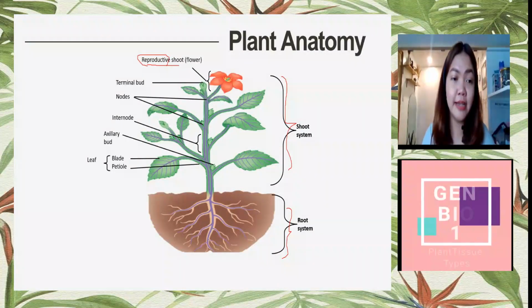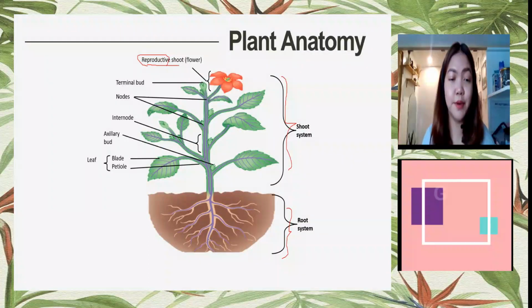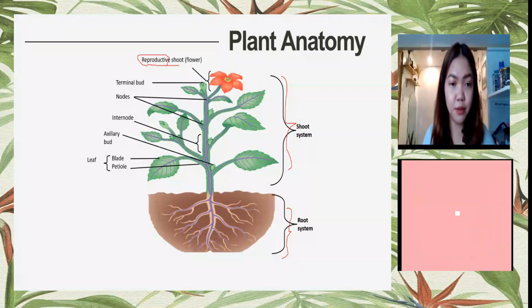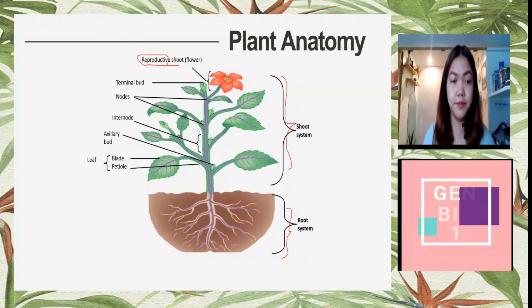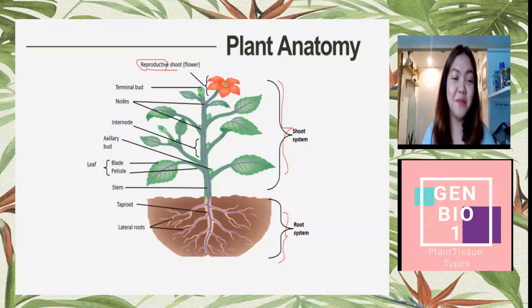Also have your leaf. So leaf is comprised of your blade and your petiole. So your blade is the leafy part, where metabolism, where your photosynthesis happens, and it is attached to the stem by the petiole. So here's your petiole. The stem conducts water, minerals, and food to other parts of the body.